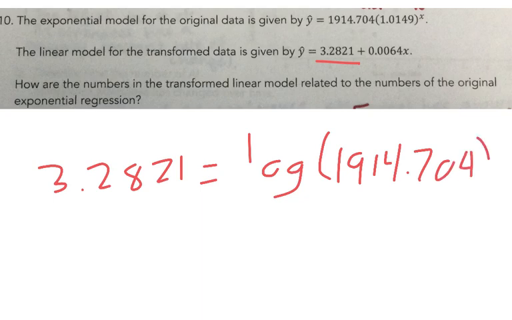Correct. Do we follow this? What does this represent in the linear equation? This is the y-intercept. What does this number represent in the exponential? The y-intercept again. Yeah, the initial value when x is 0. They both are talking about the y-intercept. So how did I get from this number to this number? Well, I logged that number to get this one.